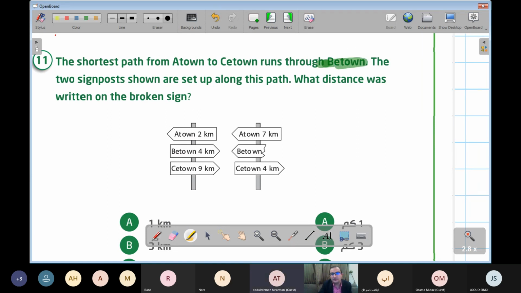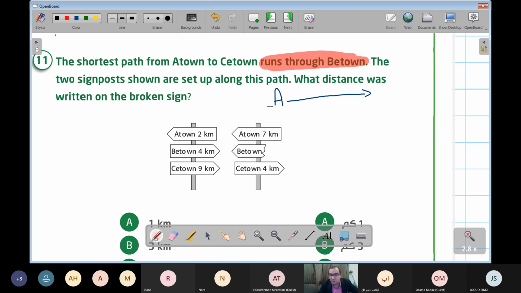Turkestani. The shortest path from A town to C town runs through B town. Just a minute. Wait. Repeat and concentrate on these three words. Repeat them two or three times. The shortest path from A town to C town runs through B town. Runs through B town.